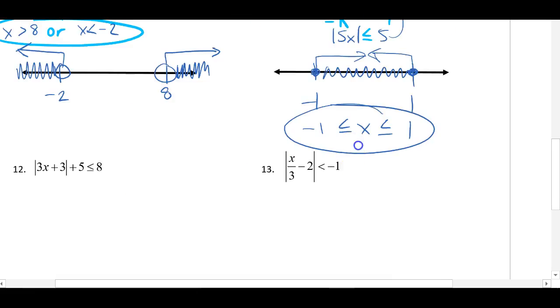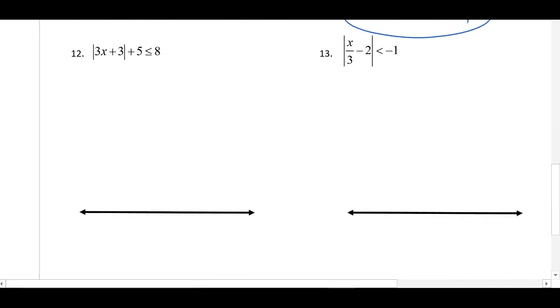Okay, let's go on to number 12. Again, we want to split it, but in order to split it, we need to isolate this absolute value bars. We have a 5 over here, so we need to get rid of that 5, so let's subtract it from both sides. So now we have the absolute value of 3x plus 3.